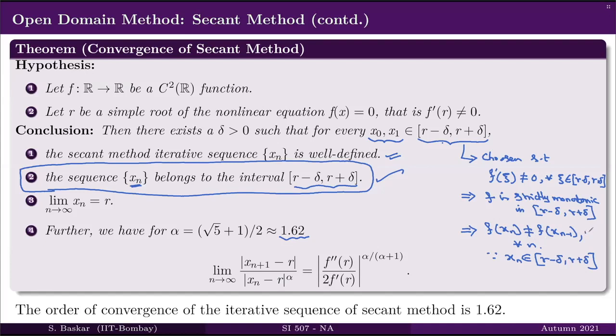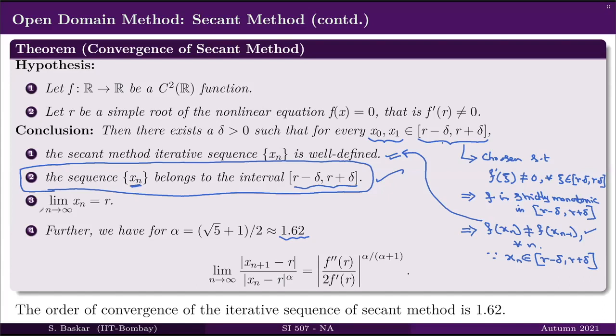Therefore, this happens, and that precisely means that your sequence is well defined, because we have seen from the expression of secant method that xn is not well defined, means at some n we come across the situation that f of xn is equal to f of x_{n-1}, right? And that can never happen provided our initial guesses x0 and x1 are taken from this delta neighborhood, and therefore the conclusion 1 is also proved.